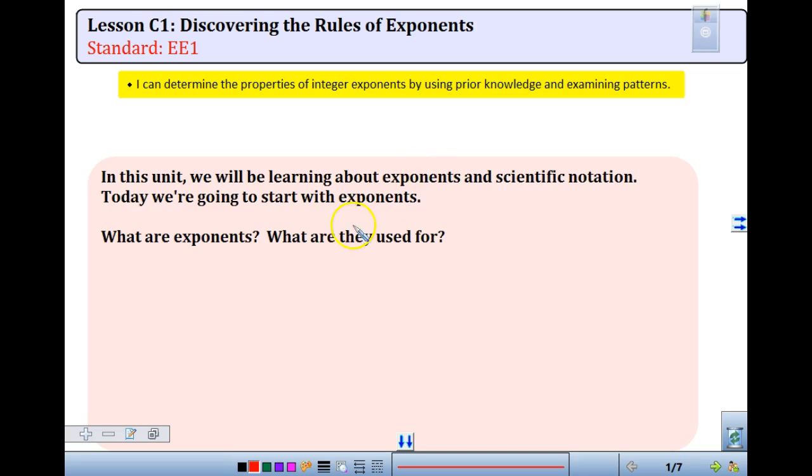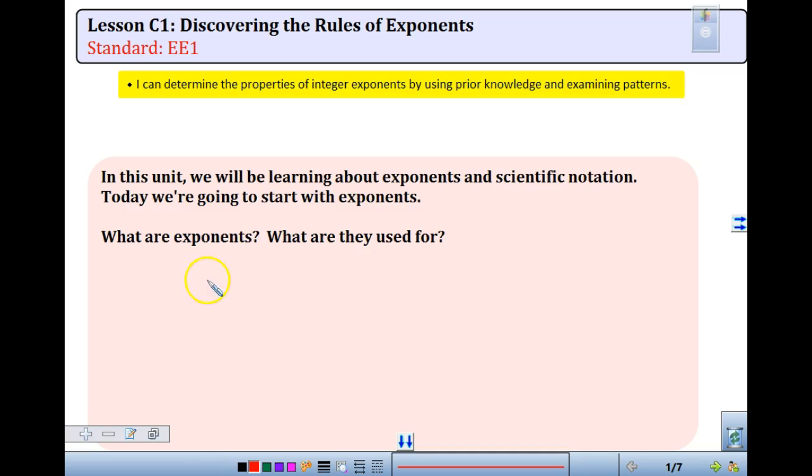All right, so this is what we are looking at. We're going to be working with exponents in this unit. I'm going to have you set your stuff underneath your desk. Grace, you too. Thank you. So in this unit, we're going to be learning about exponents, scientific notation. Today, we're going to start just with exponents.